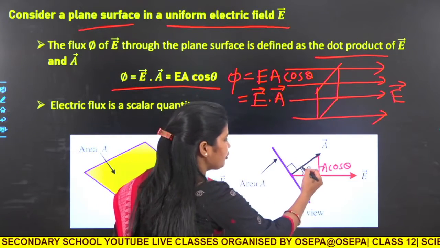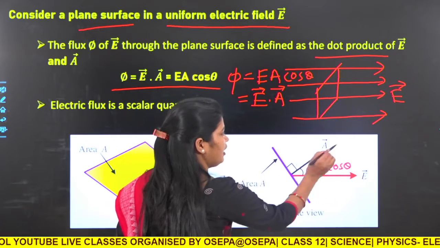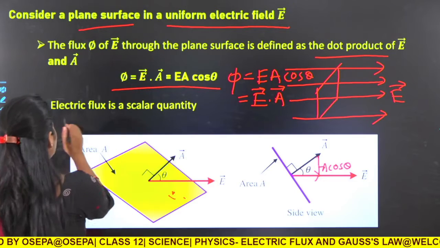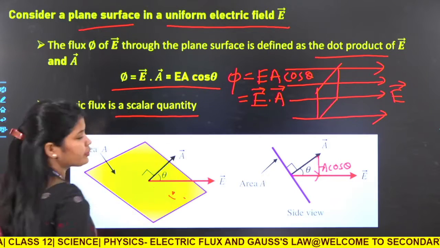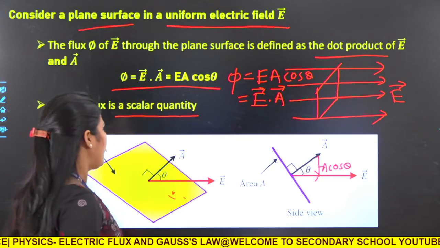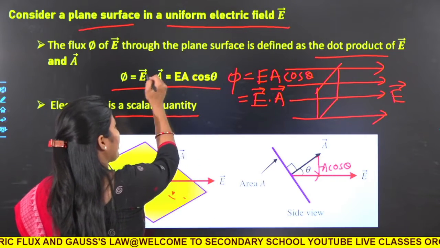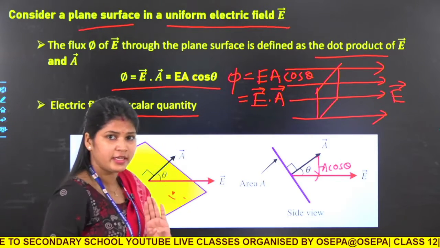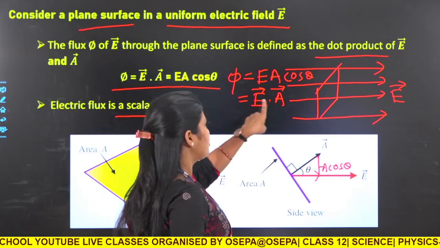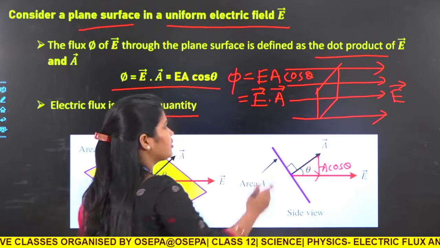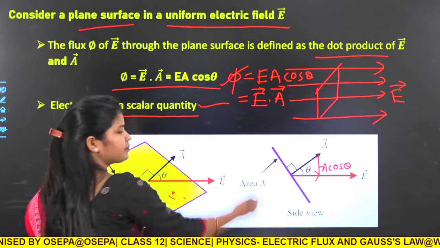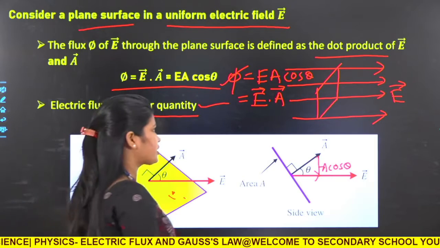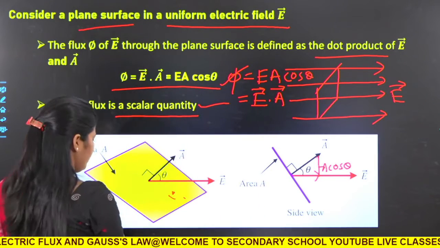Theta is the angle between the electric field vector E and the area vector. I said already that electric flux is a scalar quantity. You know that the dot product of two vector quantities gives us a scalar quantity. In this way you can understand that flux is also a scalar quantity.